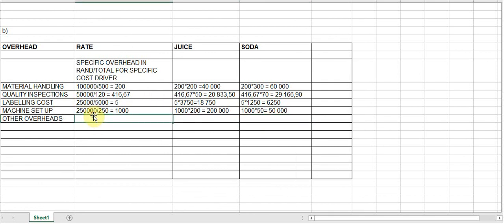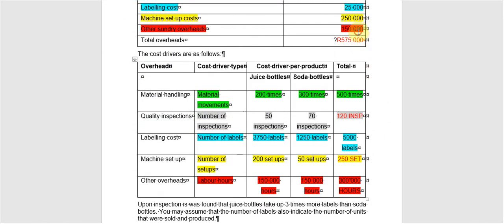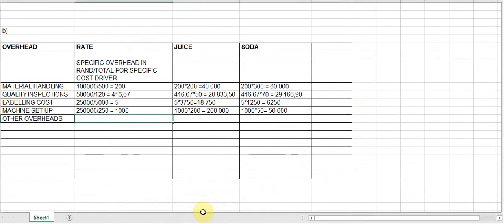We are on the final one, which is the other sundry overheads. Here you will find it is 150,000 Rand, and the total there was 300,000 hours. So I am going back and I need to say 150,000 Rand divided by 300,000 hours, and that will give you half, 0.5.